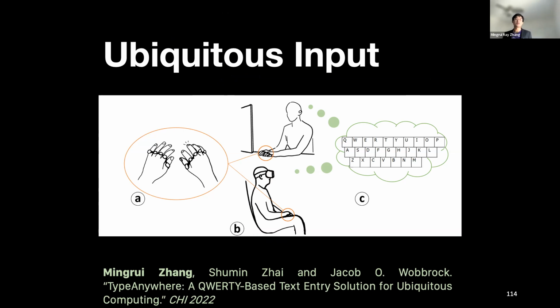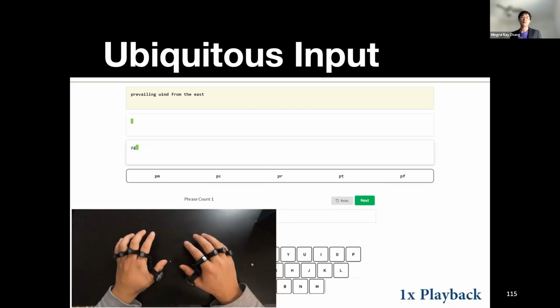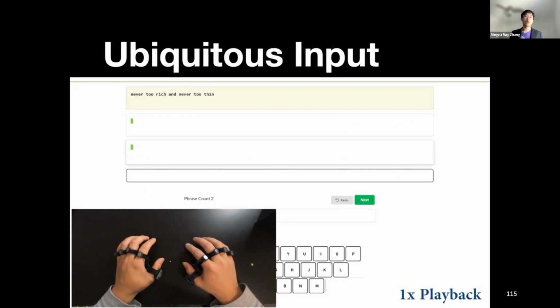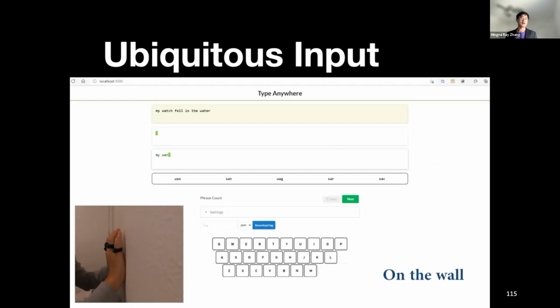My vision is to have an input system that is ubiquitous, available anytime and everywhere. I've already started the effort towards that direction, and this project is called Type Anywhere. It enables you to perform QWERTY-style typing on any surface with a finger-worn device. Here is a demo of Type Anywhere. I can type on a table surface similar to typing on a keyboard. I can also type on a wall, or I can even type on my lap.